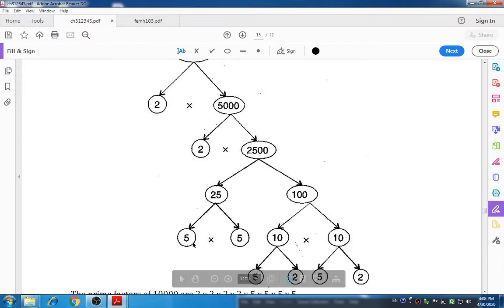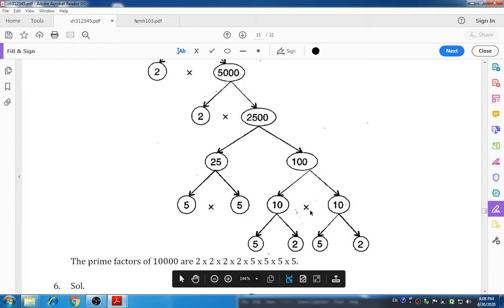The factor of 25 is 5 5s are 25, which are both prime numbers, and 100 is 10 into 10, but both are composite numbers. So again we have to find their prime factors. The prime factors of 10 are 5 2s are 10. Here also 5 2s are 10. So the total prime factors of 10,000 are 2 into 2 into 2 into 2 into 5 into 5 into 5 into 5.